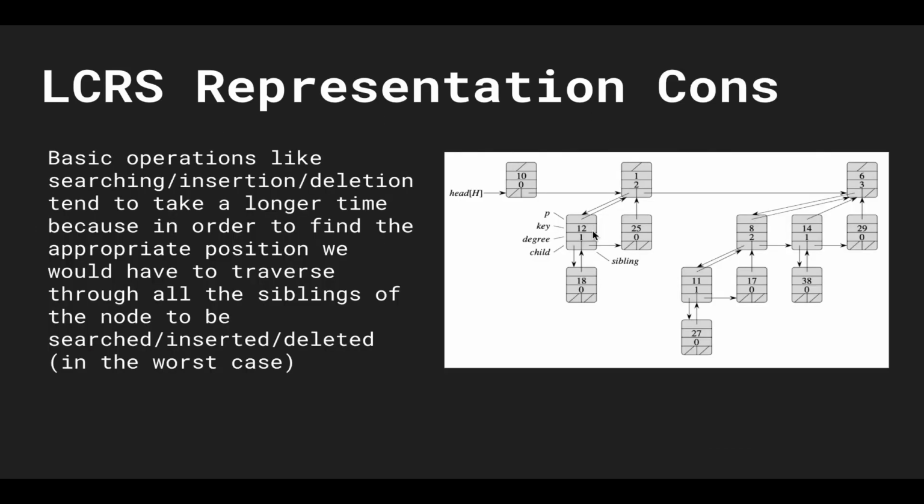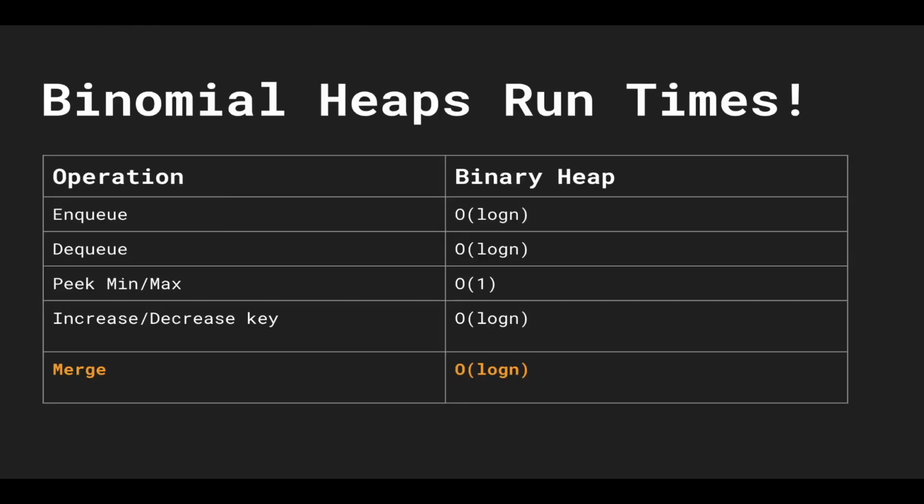So the cons of left child right sibling representation are that basic operations like searching, insertion, deletion take longer because we don't have the ability to index into specific children of a root. So that was an overview of binomial heaps, both the internal structure and the operations.